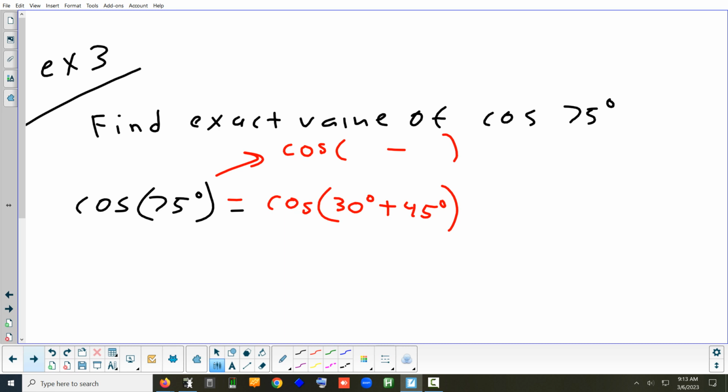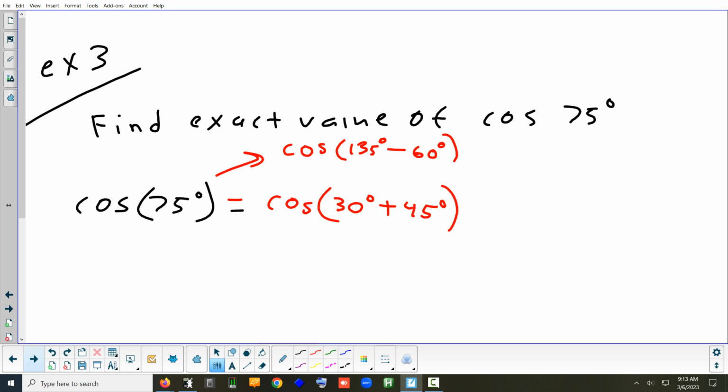Anyone else see how you can get 75 as a difference? Yep. 135 minus 60. I mean, how do you figure that out? I don't know. You just have to use one number that's a multiple of 45. The other number has to be a multiple of 30. You're always going to need one of each. And you just have to figure out how to add or subtract them to get 75.